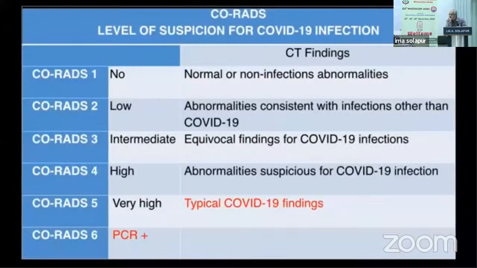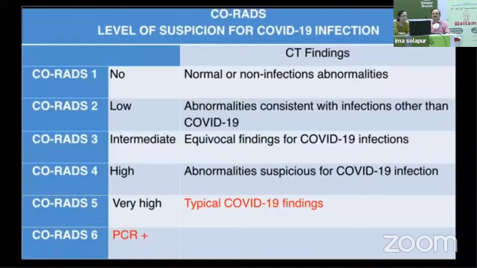So, this is the CO-RADS scoring system, which is very simple. No findings, that is a normal CT chest; low suspicion, intermediate suspicion, high and very high suspicion, which is nothing but typical COVID-19 chest imaging findings. And when the patient is PCR positive, then we label it as CO-RADS 6. Now let us see what is CT severity score.